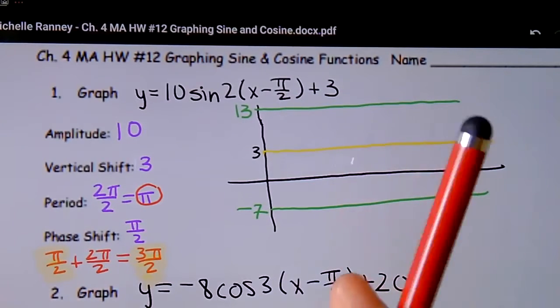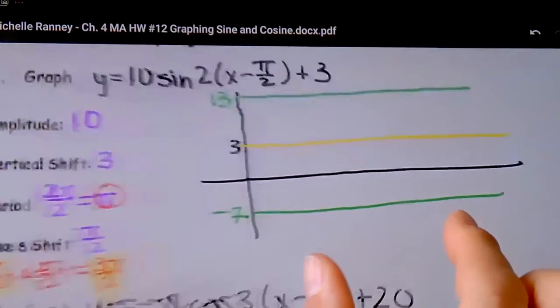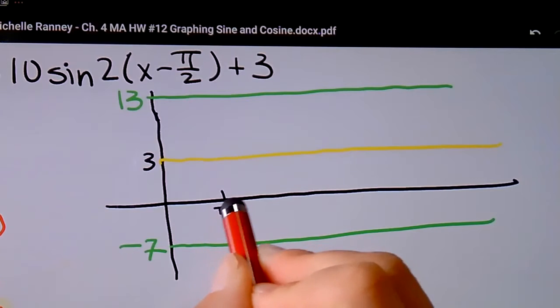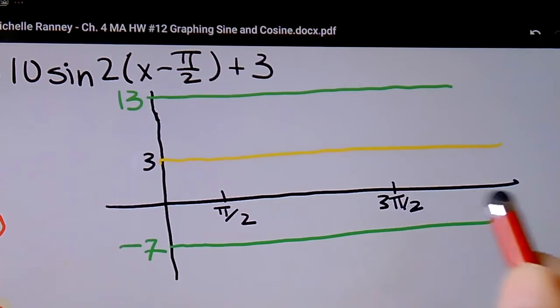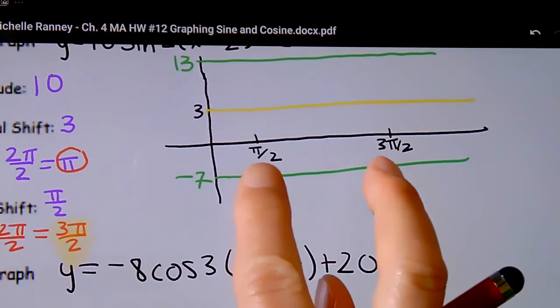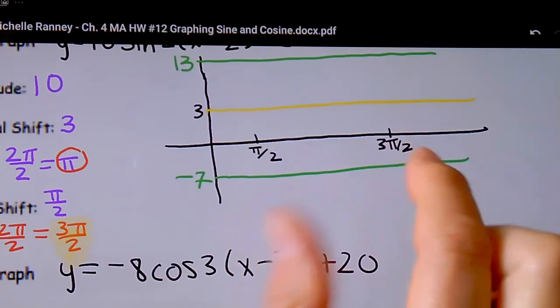Now I need my start and my stop going across. So my start is going to be at pi halves, and my end is going to be at 3 pi halves. So I'm just going to zoom in for a sec just so I can mark those down. So I'm starting at pi halves and I'm ending at 3 pi halves. And remember, I'm going to need 5 marks. Okay, so these will be my first 2. Then I'll have one in the middle. Then I'll have one in between each of those.